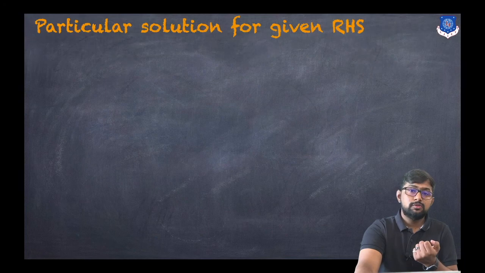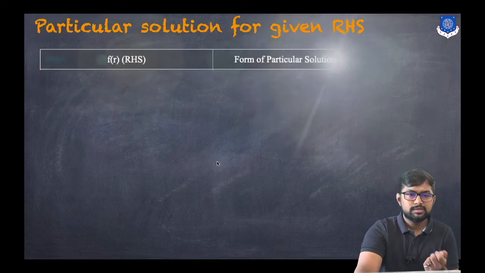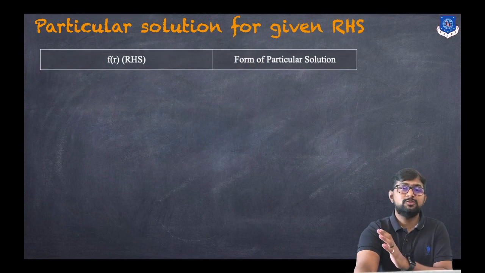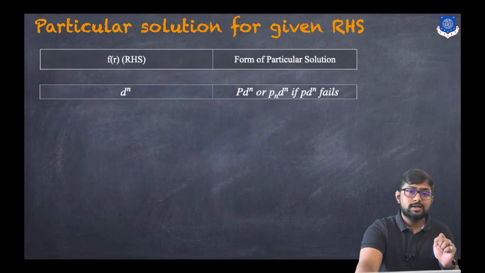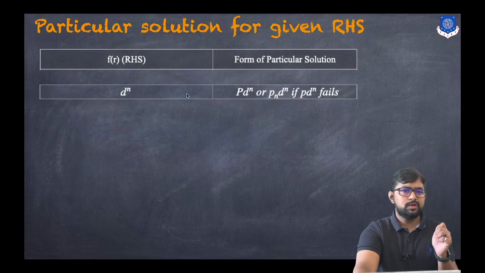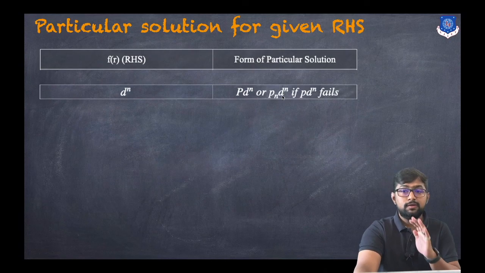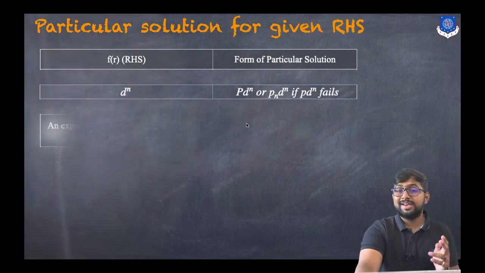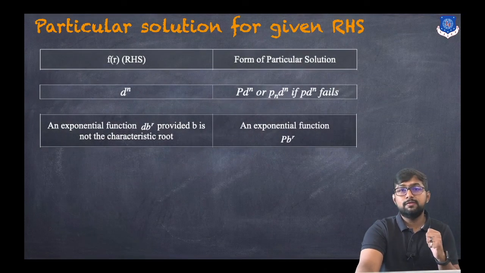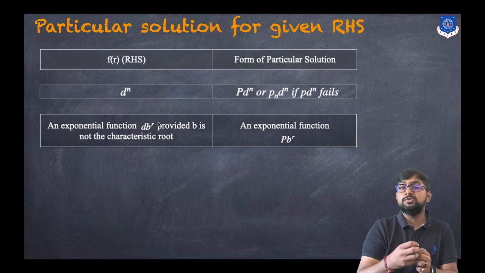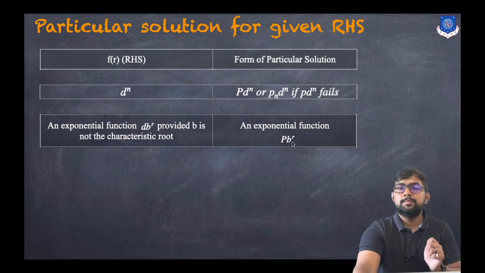Now, the particular solution for a given RHS. In the previous session we discussed two or three types. So we will discuss first f(r), that is the right hand side, and the form or choice of particular solution. If the right hand side equals d raised to n, we will select p d raised to n, or p n d raised to n if p d raised to n fails. Then the second case, an exponential form: if the right hand side is d b raised to r, and provided b is not the characteristic root, then we will choose the particular solution as p b raised to r.